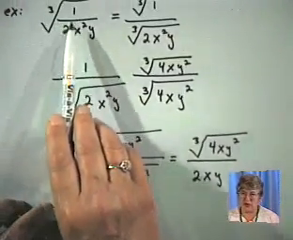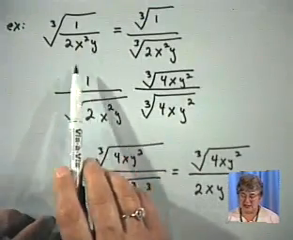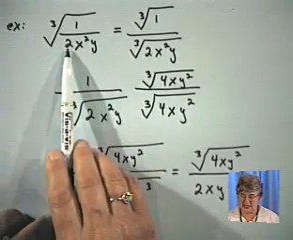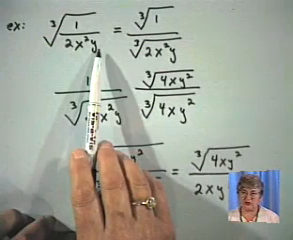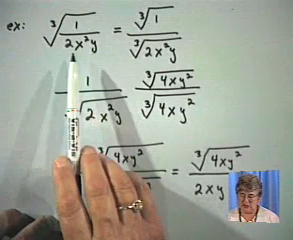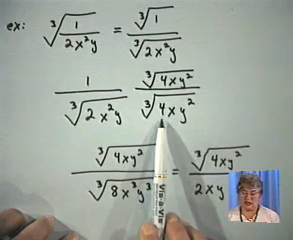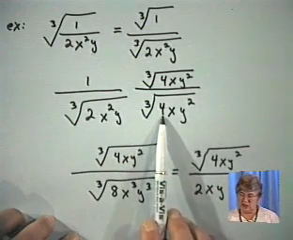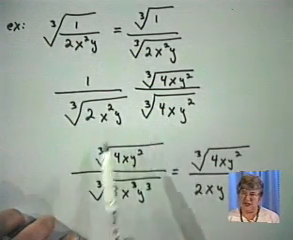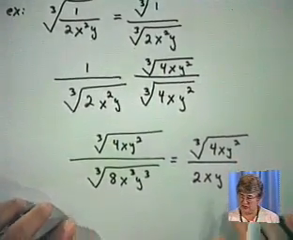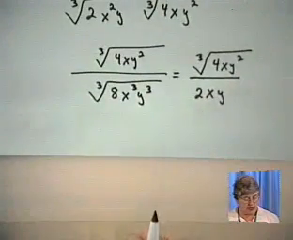The cubic root of 1 over 2x squared y. Just simply think what it is that we need to do to make each one of those factors a perfect cube. For example, the 2 to become a perfect cube, we multiply by the cubic root of 4. And the same thing for each of the other factors. Take your time, and you should have no problem with this.